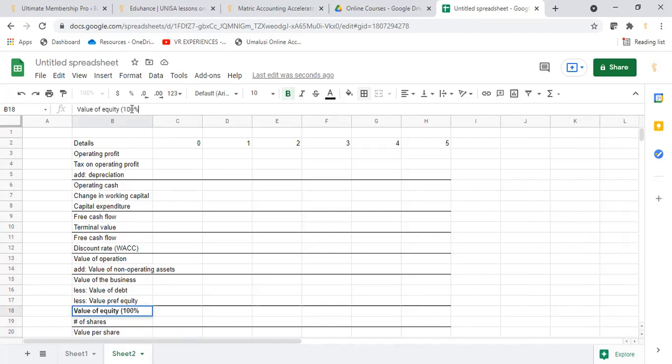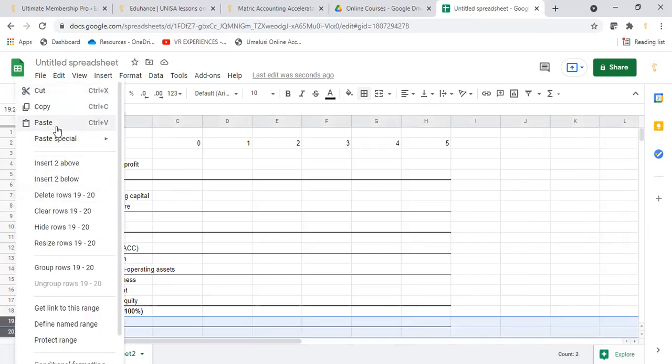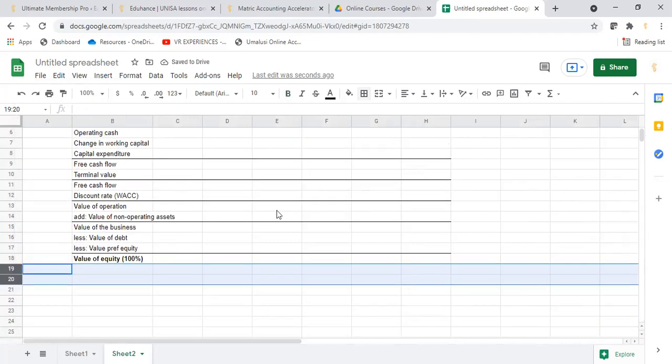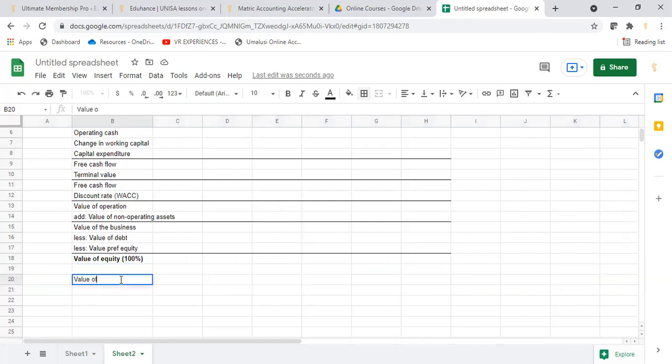Like in our scenario, we're not acquiring 100%, we're acquiring 80%. So what we do, they never asked us for value per share. Okay, so we don't have to do this. I'm gonna delete it. I just wanted to show you. So we are not looking for value per share, nor do we want the 100% equity. We want an 80% equity. So what do we say? Value of 80% equity. All we do is we say the value of equity of 100% multiplied by 80%, and that would give us our final answer.